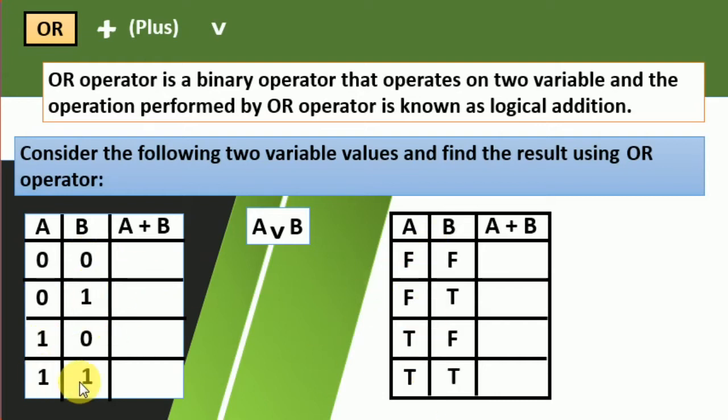Now in the case of OR, if any one value is true, the result is automatically true. That means 0 0 is false, that means 0. 0 1, false true, that means true. 1 0, true false, that is true, that is 1. And 1 1 is 1, 1 0 is also 1, 0 1 is also 1. Only 0 0 is false. So this is the case of OR.